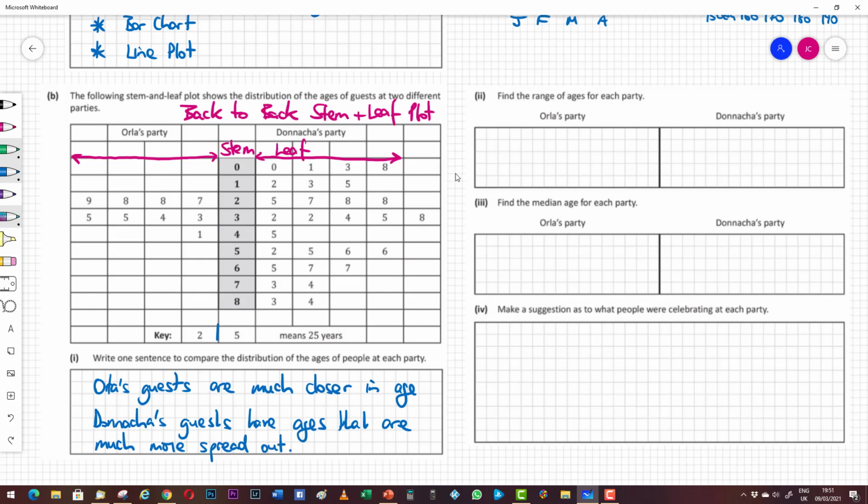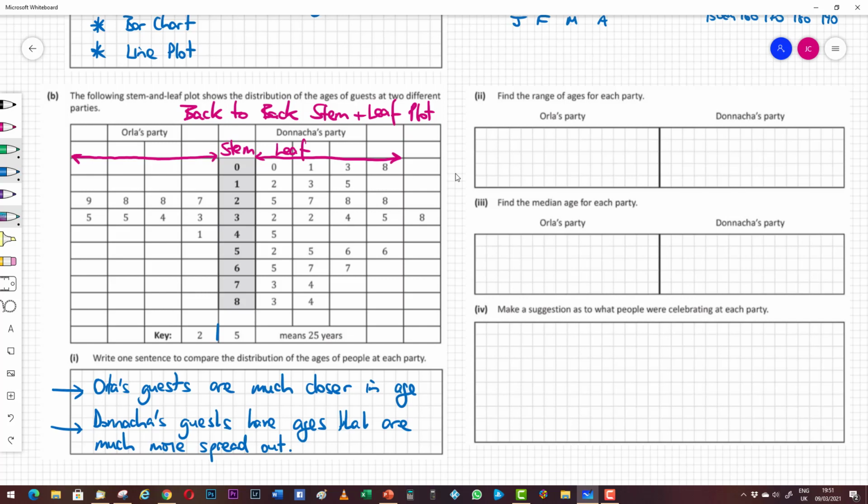And so what I would say is, we can see at Orla's party, the ages of the people are very close together, between 27 and 41. And then at Donica's, we have kids at the party, 0, 1, 3, 8. Teenagers, 12, 13, 15. And then we have older people who are 83 and 84. So that's a comparison, let's say, between the ages of the people at the party.